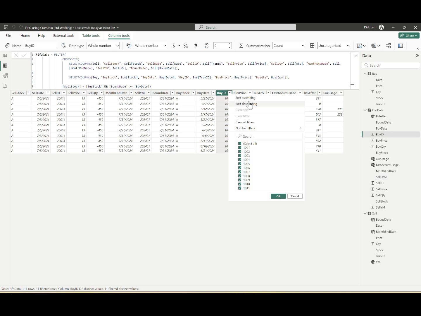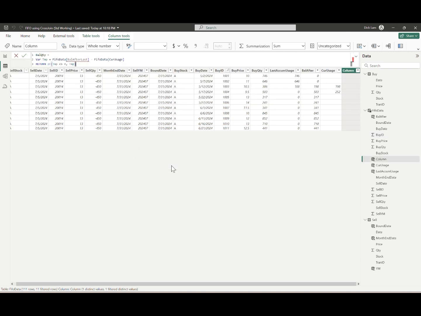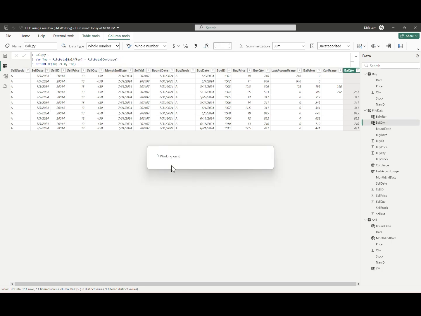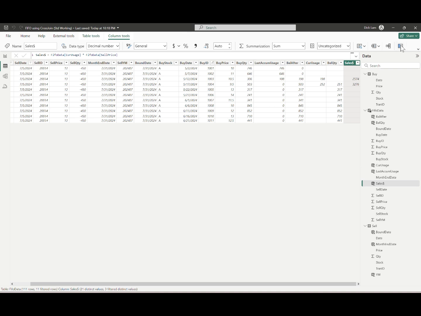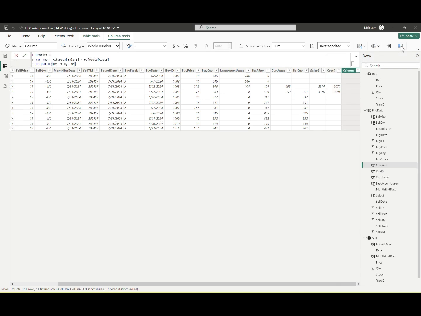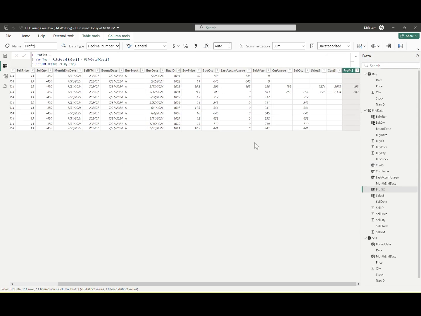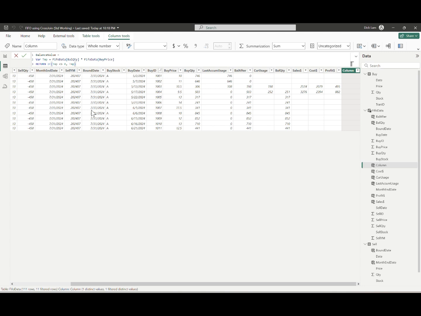And then we better sort it in ascending order. All right. Then let's create all the other columns required by this report. The first one is the balance quantity. Okay. Then the sales value, the cost value, the profit, and the inventory value, which is based on the balance quantity.